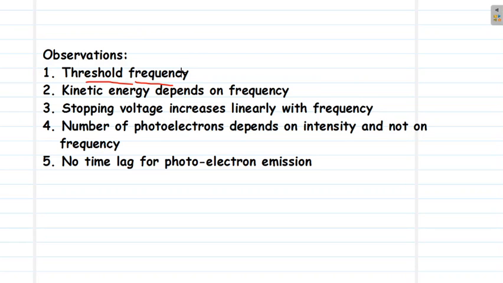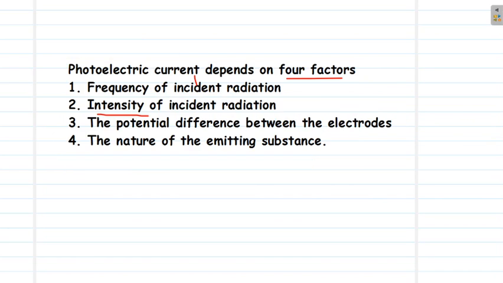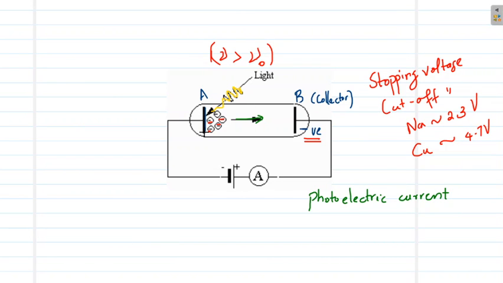Then the second important observation that was made is that the kinetic energy of the emitted electrons actually depends on the frequency of the incident radiation. So if light of a particular frequency is falling on metal A, and the frequency is higher than the threshold frequency, electrons will be emitted with a kinetic energy. And if the frequency is increased, and higher frequency light is made to fall on this metal plate, the kinetic energy of the emitted electrons is found to increase.